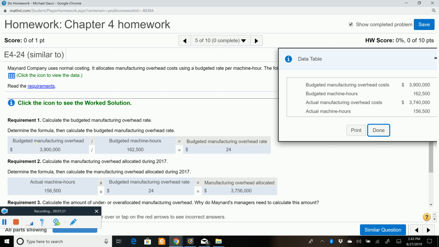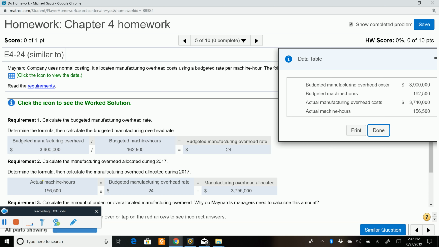So if we take our budgeted overhead of $3.9 million, divide it by the budgeted machine hours, how many hours we're going to use the machines, in this case 162,500, the result is what we call the predetermined overhead rate. In this example, it's $24 per machine hour.